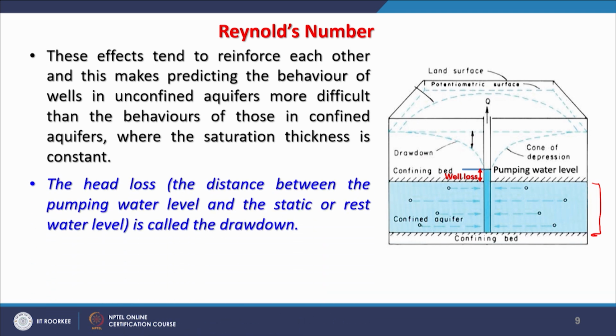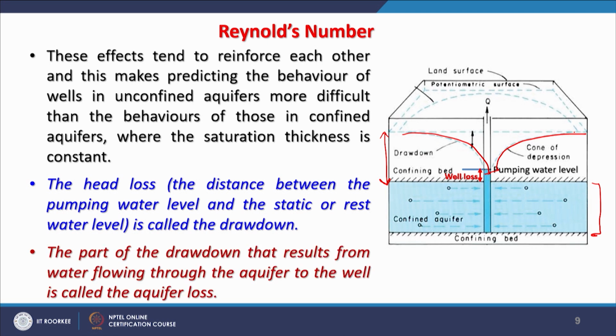So, the head loss which we are considering here is the distance between the pumping water level and the static or rest water level. This part we are talking about is what we call head loss. It is called the drawdown, which you have seen in these kinds of cones which you are observing here. The part of the drawdown that results from water flowing through the aquifer to the well is called the aquifer loss. So, within this, if I consider a solid cone, then this is the aquifer loss.